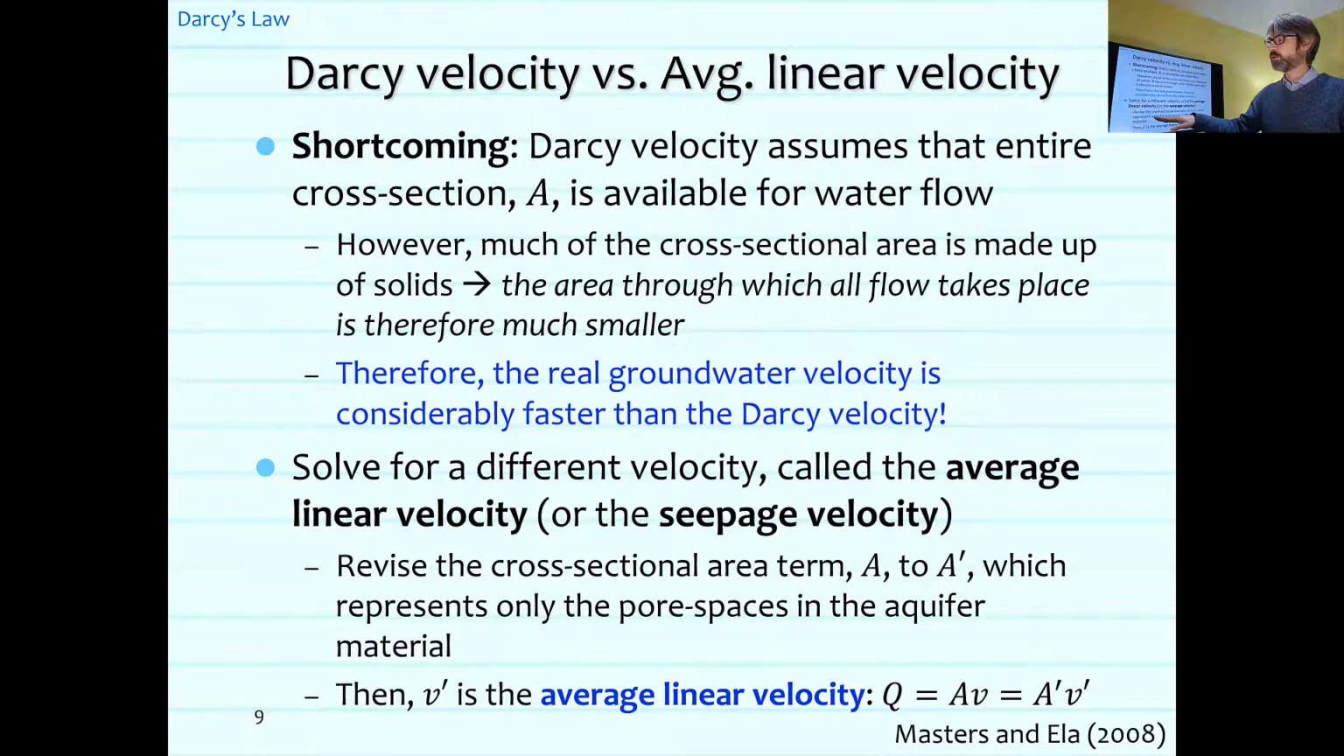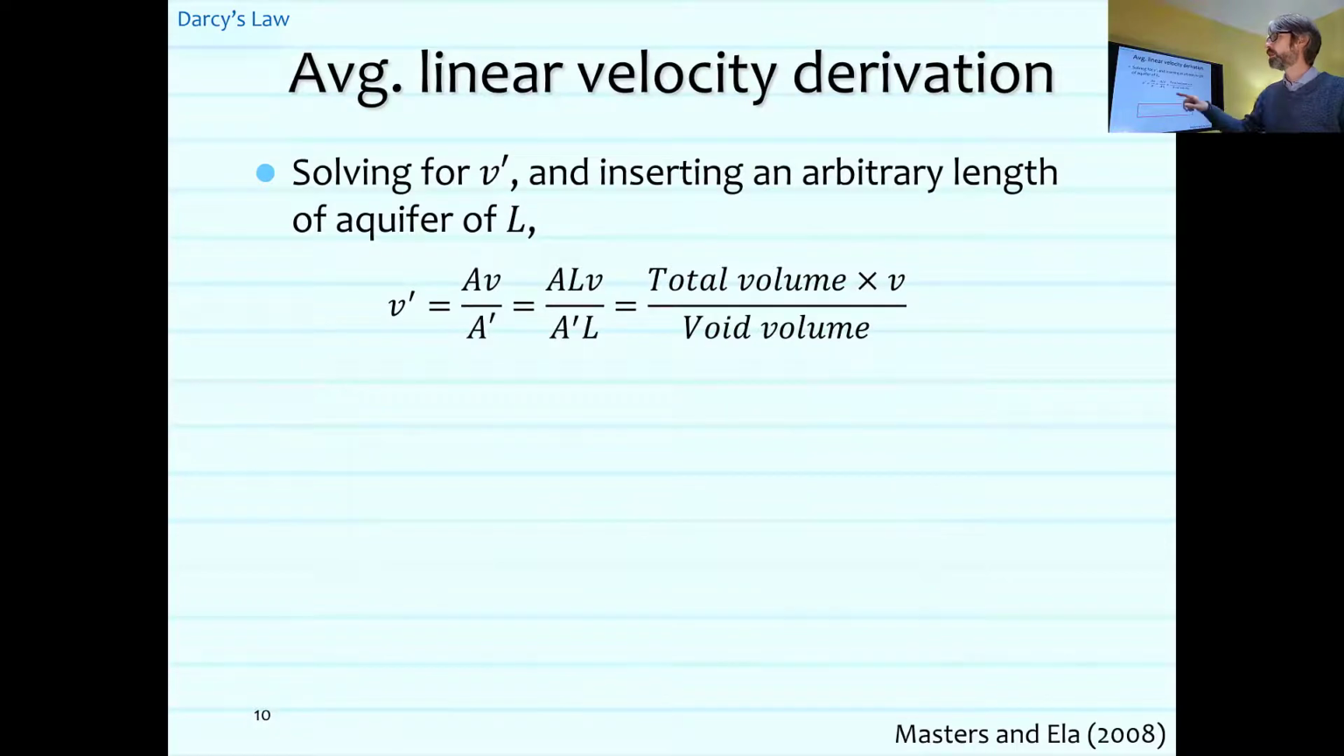To find the value here, we're going to revise the cross-sectional area term A to A prime, which represents only the pore spaces in the aquifer material. Then V prime is the average linear velocity, and we can rewrite so we know that the flow rate is Q, which is equal to A V, but we also know that it's A prime times V prime. And if we solve for V prime and then insert an arbitrary length of aquifer of L, then V prime is equal to A V over A prime.